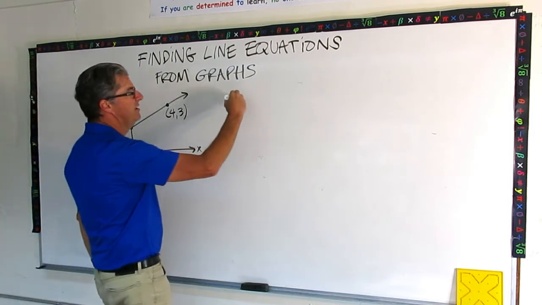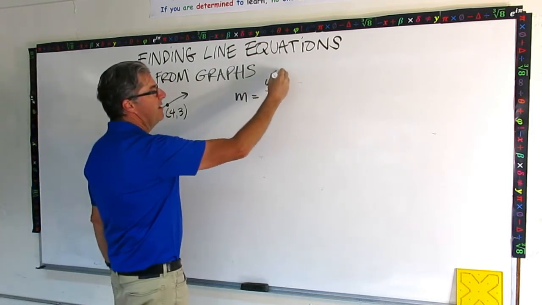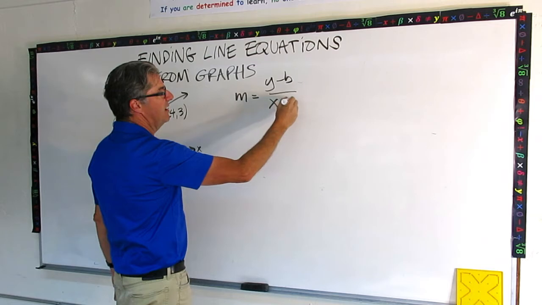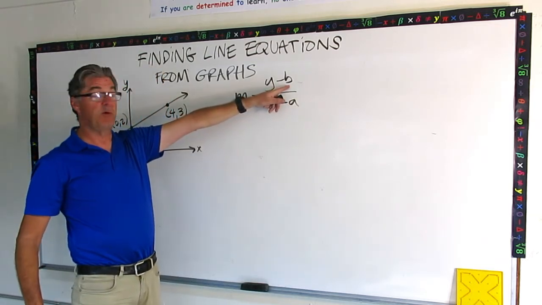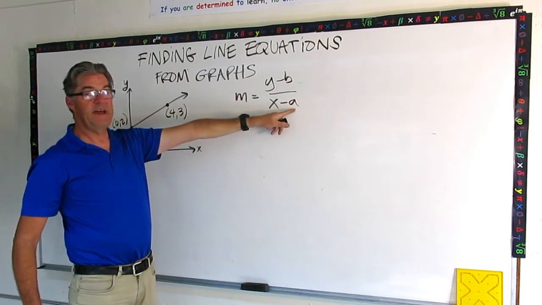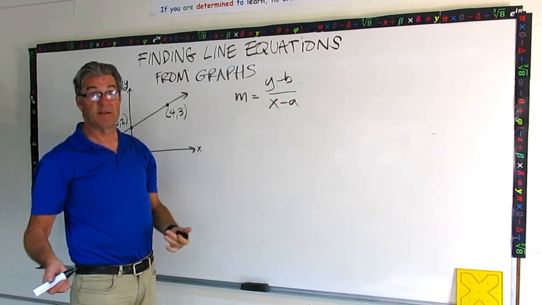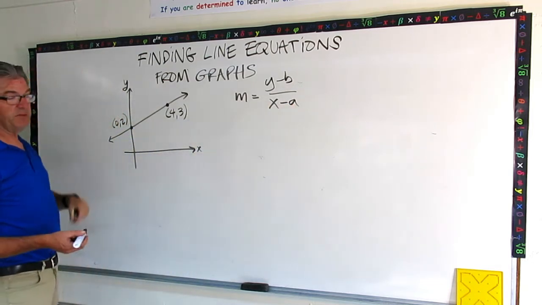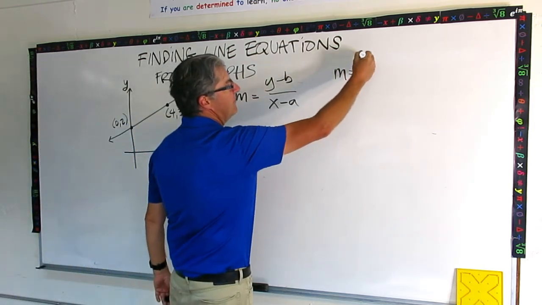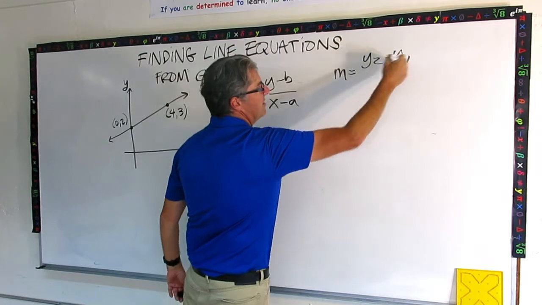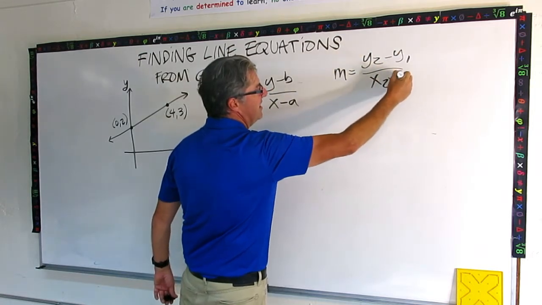So let's use our new version of the point slope formula, which I'll first write up here. That was m equals y minus b over x minus a, where m is the slope, b is the y-coordinate of any point on that line, and a is the x-coordinate of any point on that line. So first we need to find our slope. So m, remember from our slope formula, is y2 minus y1 over x2 minus x1.